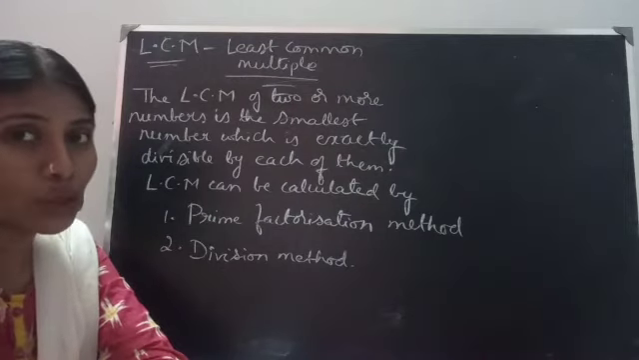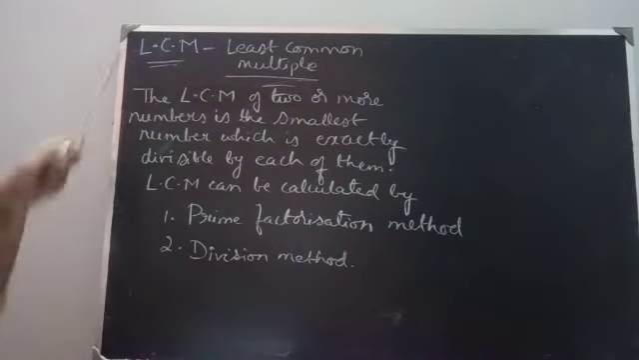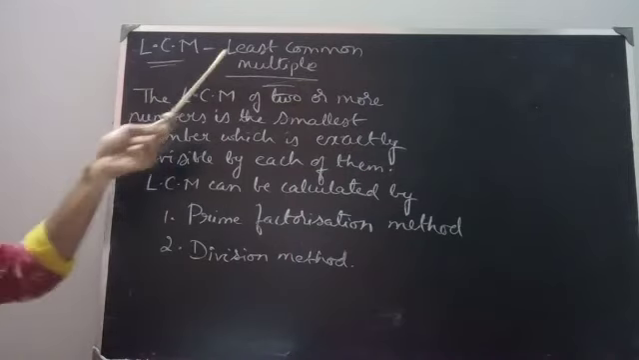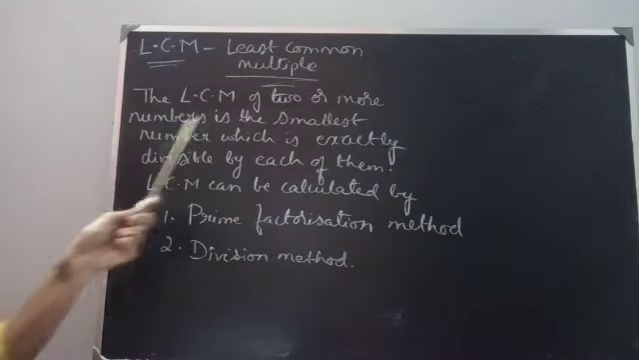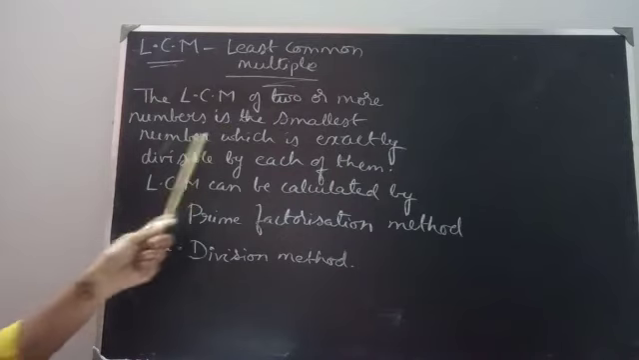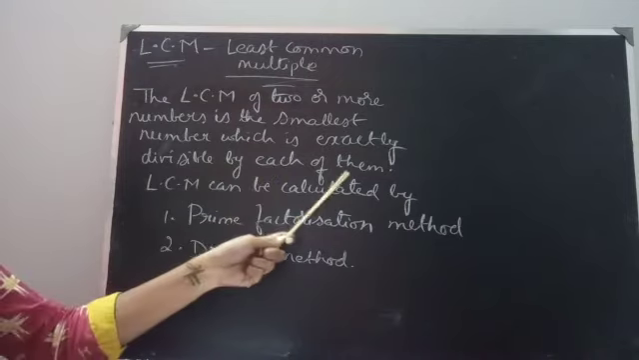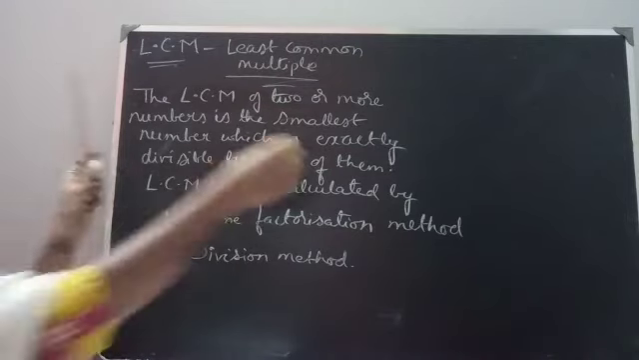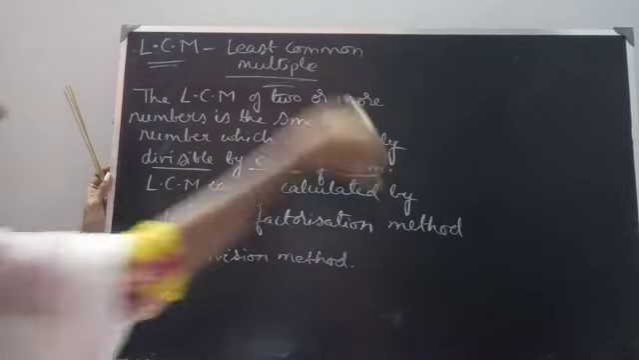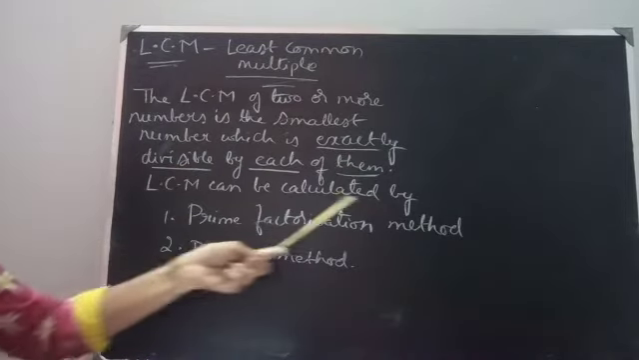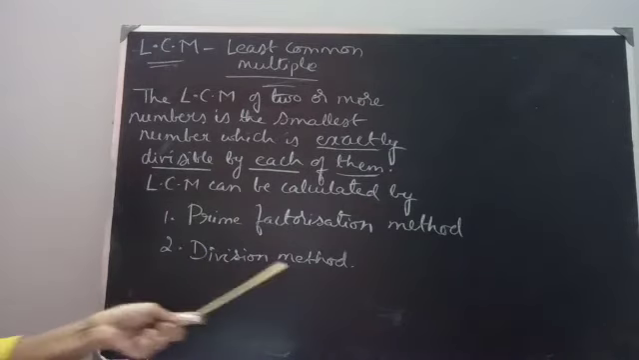Here in this video we are going to learn LCM and we are going to see some problems on LCM. LCM is nothing but least common multiple. The LCM of two or more numbers is the smallest number which is exactly divisible by each of them. LCM can be calculated by prime factorization method and division method.